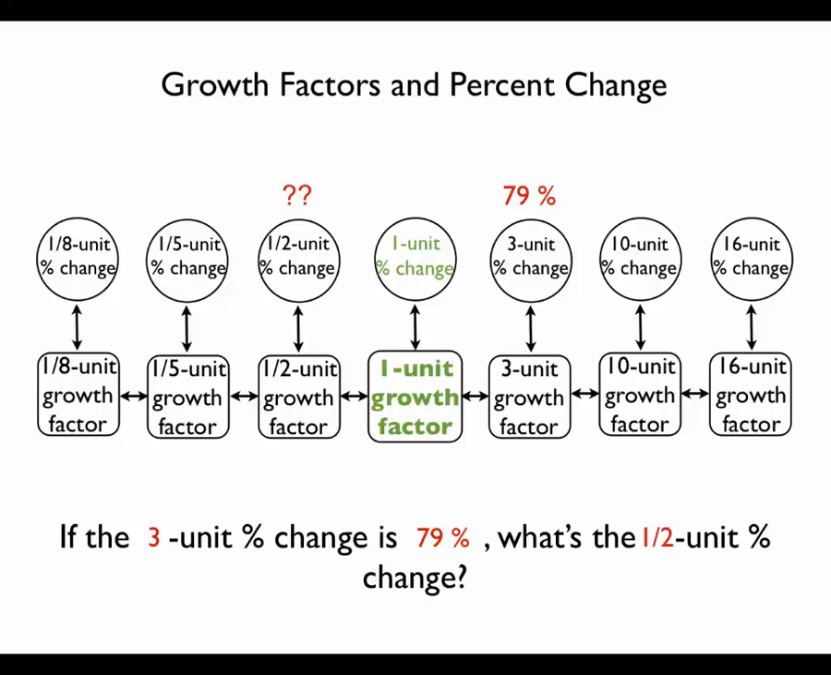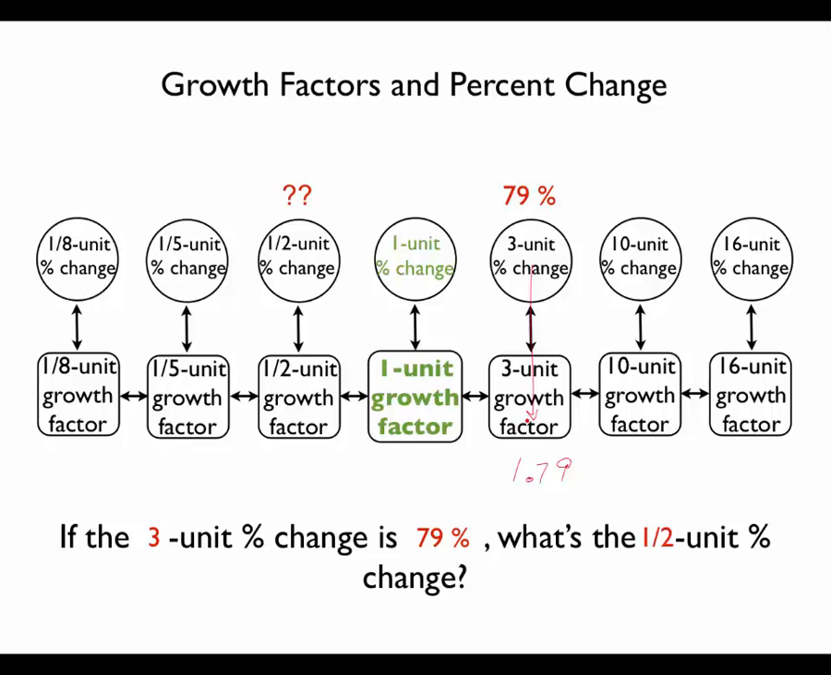Jacqueline, you got it? Tell me. 10.2%. Well, process always. Never final answer. Process. Tell me what you were thinking, what you did. Okay, so I took 79% to the growth factor, which would be 1.79. She's saying the 3 unit growth factor is 1.79. And because I like skipping steps, I did both. I brought it to the power of both 1/3 and 1/2, so altogether it would be to the power of 1/6, which would bring it to the 1/2 growth factor.